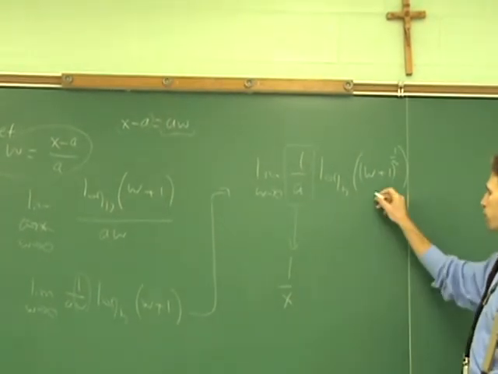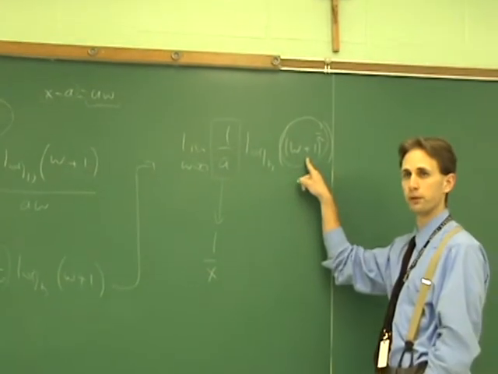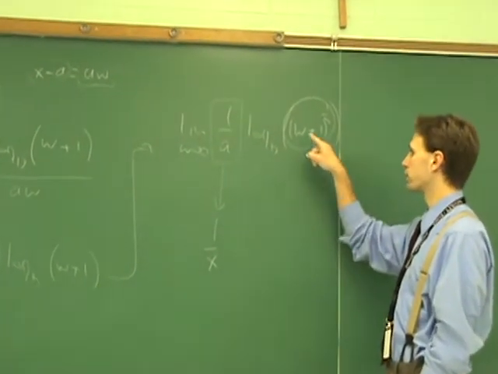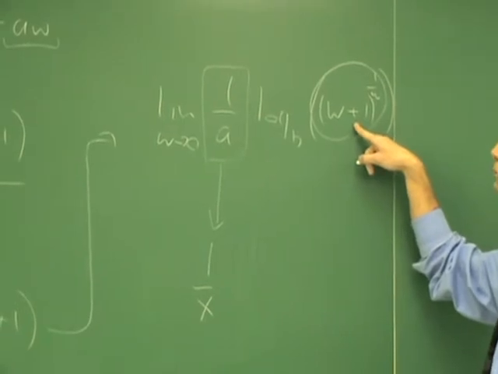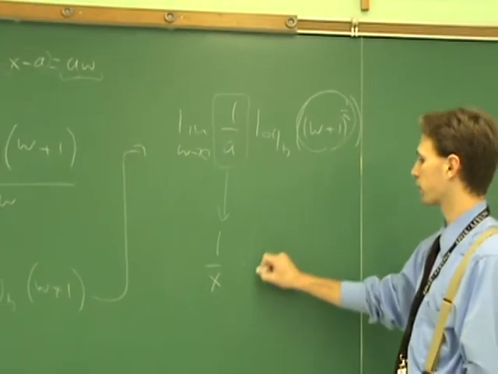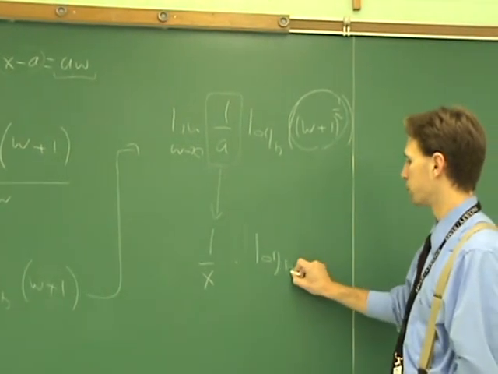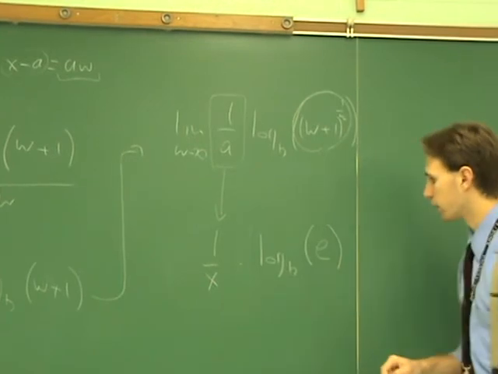And as w approaches 0, the argument of the logarithm, this is the special limit. This limit as w goes to 0 is e, the number e. So as w approaches 0, this is going to be 1 over x times log base b of, the argument goes to e. And we're almost finished.